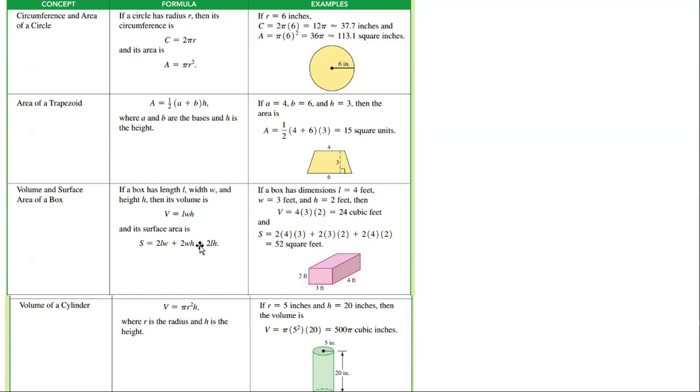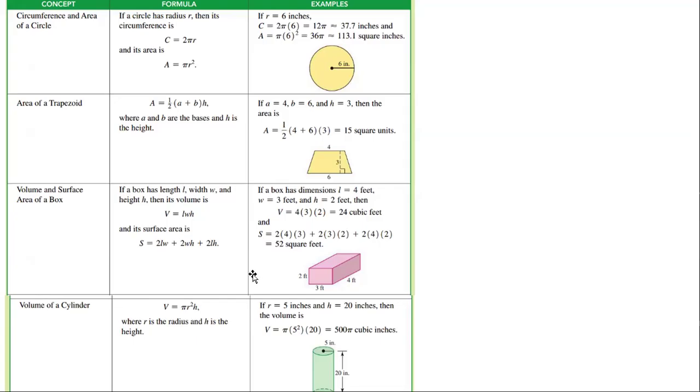For the box, to find the volume of the box, we just do length times width times height. And then to find the surface area, that means the outside of the box, we just use this formula here. If we know all the measurements, we just plug them in and get our value.